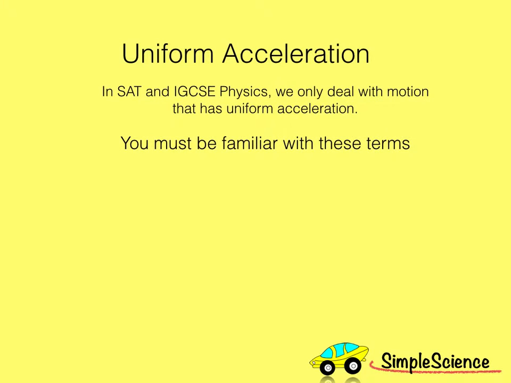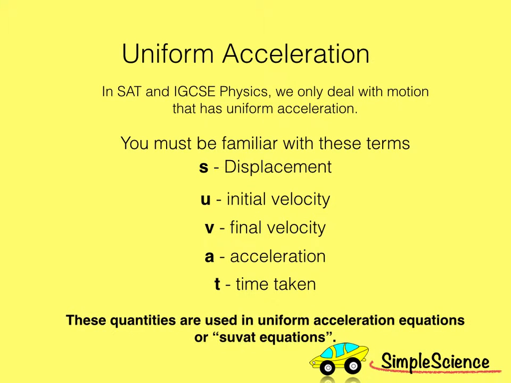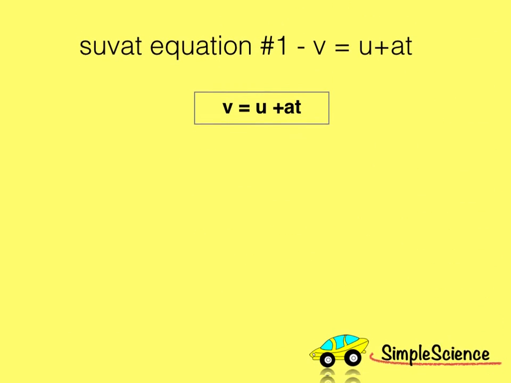You must be familiar with these terms. As I've taught you in the last 5 videos, s is displacement, u is initial velocity, v is final velocity, a is acceleration, and t is the time taken for this uniform acceleration. These quantities, suvat, can be used to form uniform acceleration equations, or suvat equations. Let's look at the first one.